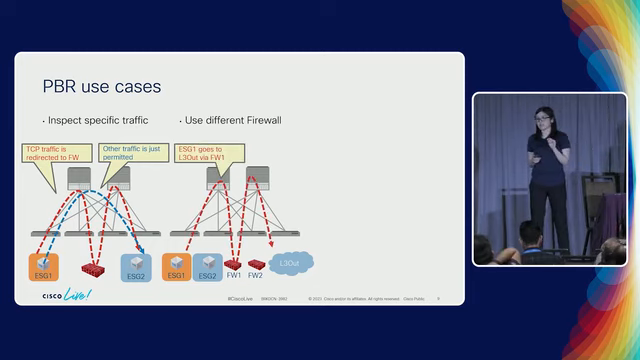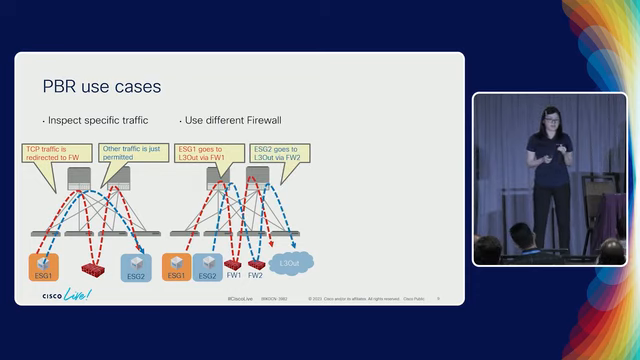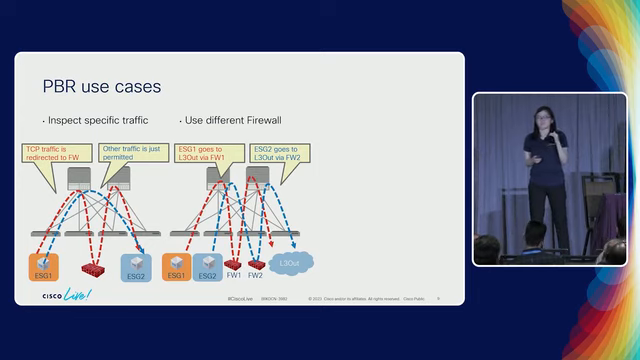Contract 1 is between ESG1 and the external EPG. The action is redirect traffic to firewall 1. Then contract 2 is between ESG2 and the external EPG. Then you can take a different action because the source is different. The action is redirect traffic to firewall 2.